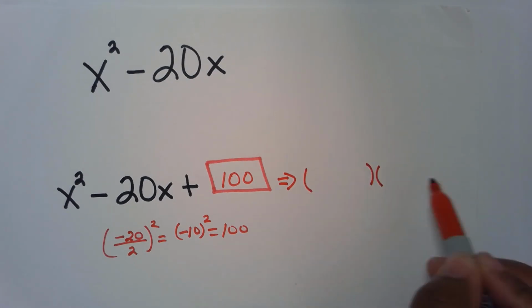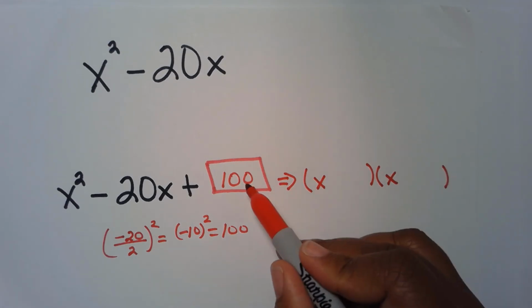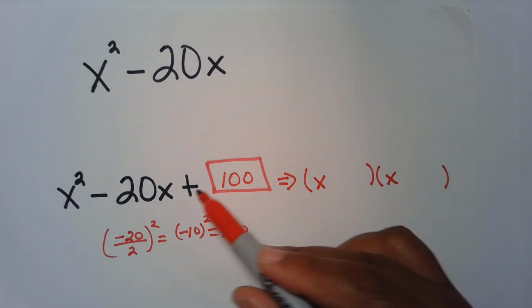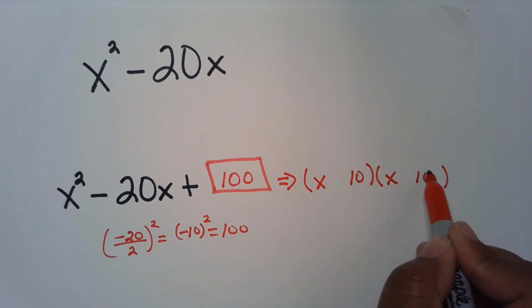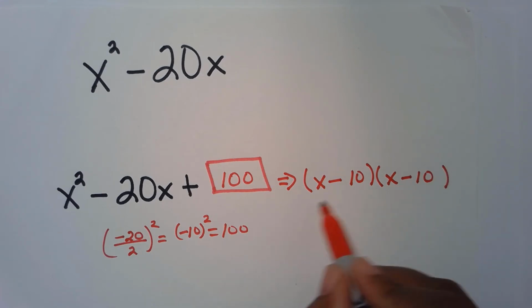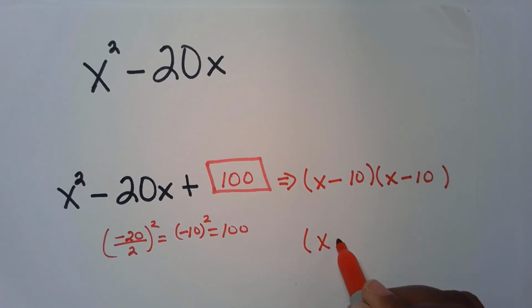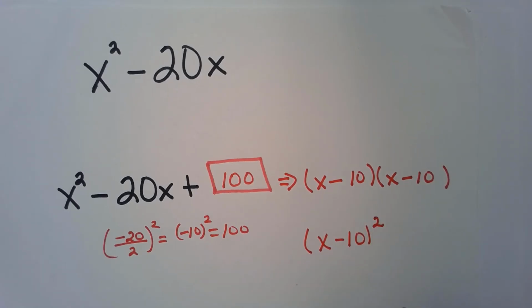Let's set up our template. x and x for the first term. Factors of 100 that would give us the 20 here: we have 10 and 10. The signs are the same, two negatives. And then we have x minus 10, x minus 10. Since they are repeating, we can write it as x minus 10 squared. And that is how we were able to take this binomial and make it into a perfect square trinomial and then factor.